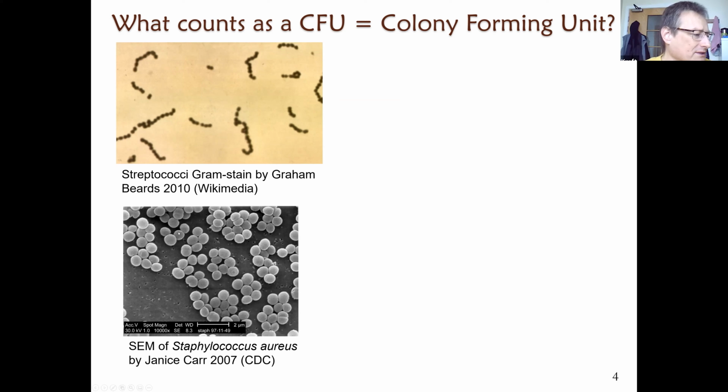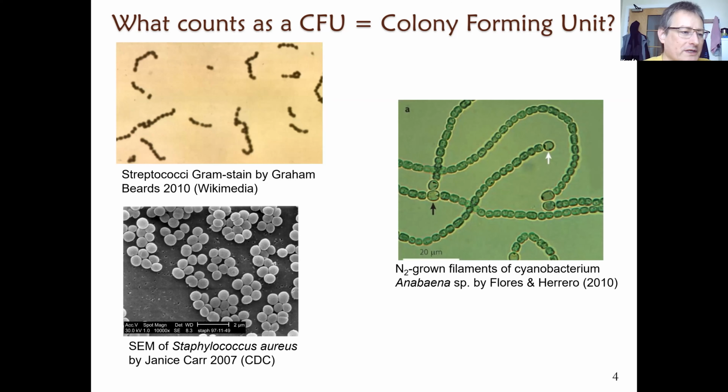Similar for staphylococci, who are also forming not chains, but these grape-like clusters of cells. As long as the cells are in a cluster, one cluster is only one colony forming unit. So again, many cells can become just one colony forming unit. Here, maybe a more extreme example is a filament, in this case of cyanobacterium. Many cells in a filament. One filament is only one colony forming unit.